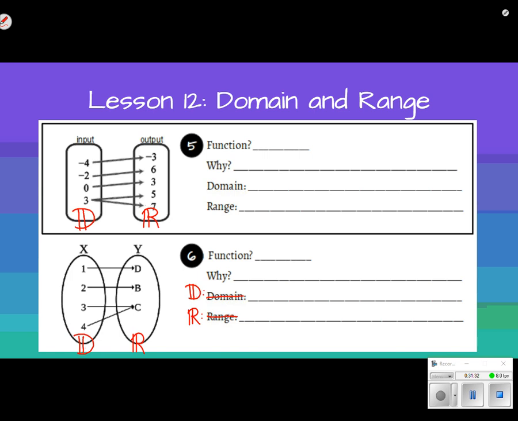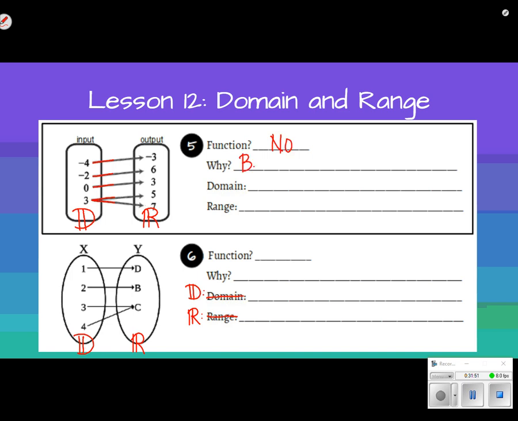All right, so what we're going to do for functions, figure out if it's a function. Remember, with a mapping diagram, we're looking for one arrow leaving. If we have more than one arrow, not a function. So one arrow, one arrow, one arrow. Look, there's two arrows, not a function.